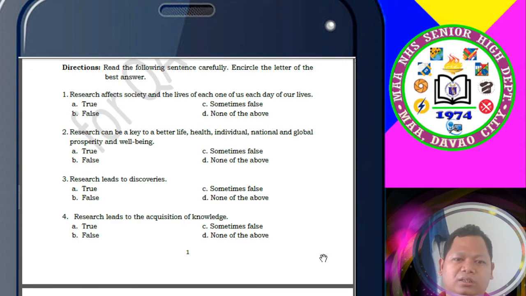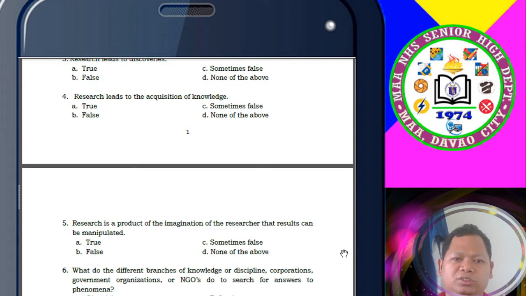Number 3. Research leads to discoveries. A. True. B. False. C. Sometimes false. D. None of the above. Correct. It's letter A. Very good. Number 4. Research leads to the acquisition of knowledge. A, true. B, false. C, sometimes false. D, none of the above. Correct. The answer is letter A, true.